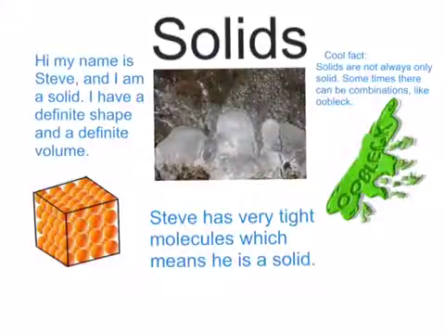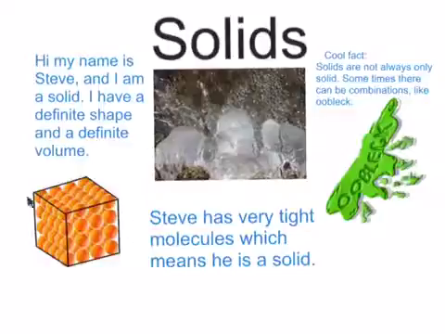This is the story of an ice cube, a young ice cube named Steve. Hi, my name is Steve and I am a solid. I have a definite shape and a definite volume. As you can see, guys, Steve here will have a definite shape, like a chair or something, and definite volume. Now, Steve has very tight molecules, which means he's a solid, like you can see on this picture right here.